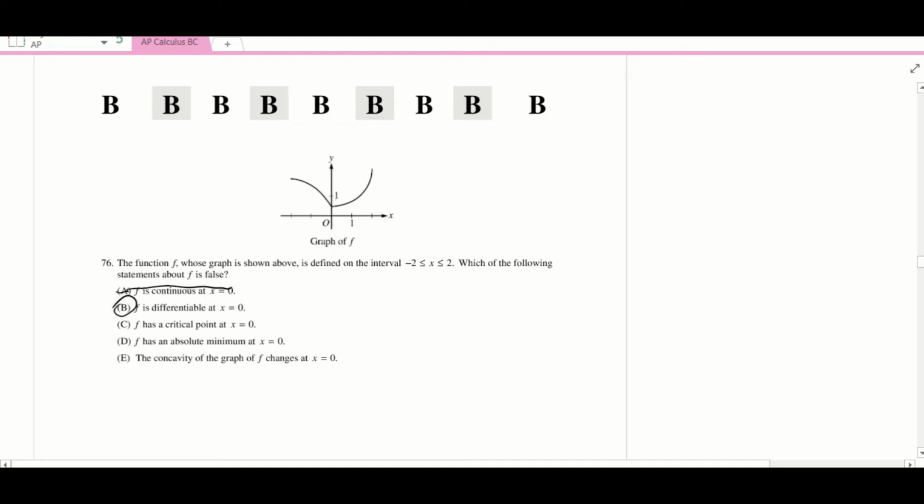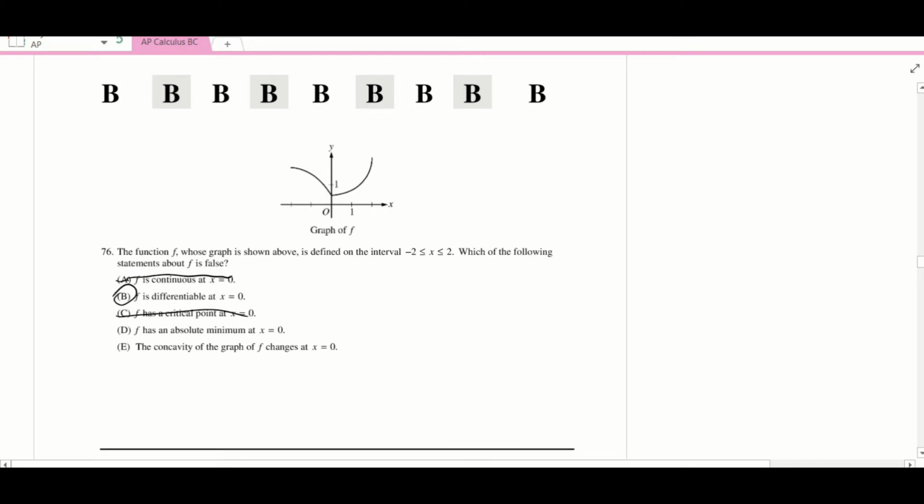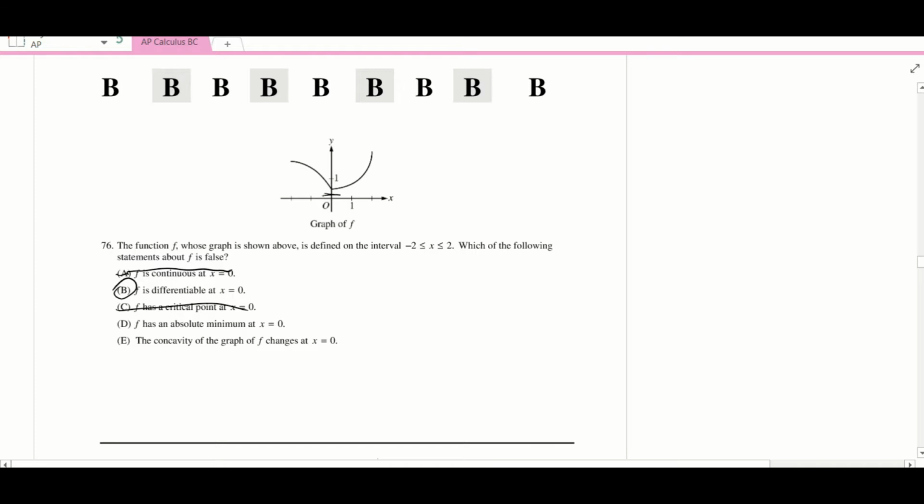But let's just go through the rest since we have time, and it's just better to be safe. Well, f has a critical point at x equals 0. This directly contradicts the previous one, right? Because if f is not differentiable here, that means this is a critical point. So this is true. And this is an absolute minimum, because f is only defined from -2 to 2. And the concavity does change, because here it's concave down, and here it's concave up. So the answer is B.